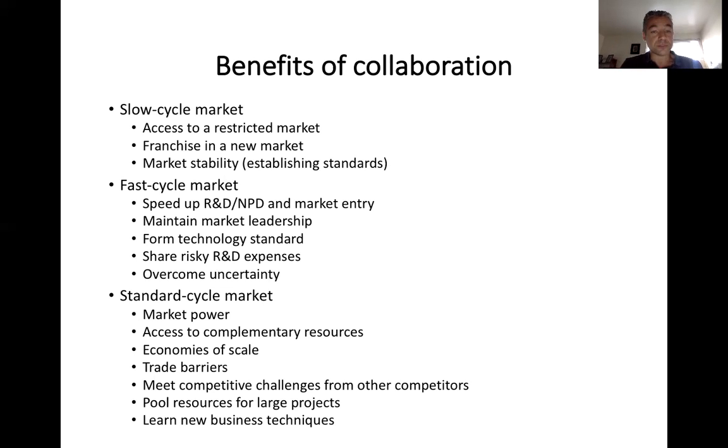In a fast cycle market, the primary benefits would include new product development speed and market entry, the same thing that we've discussed previously with mergers and acquisitions. It helps you maintain market leadership. It also helps you form technology standards. You share your risky R&D expenses with multiple parties, and you overcome uncertainty because the industry is largely comprised of multiple parties. As long as all of them agree to do something, they reduce this uncertainty for every party involved.